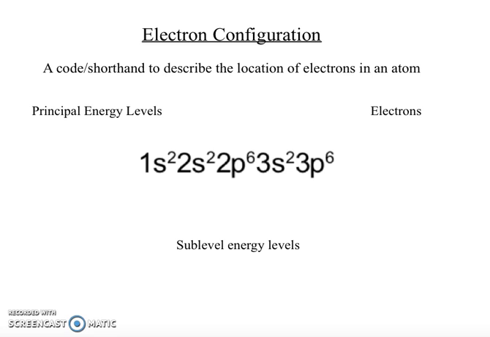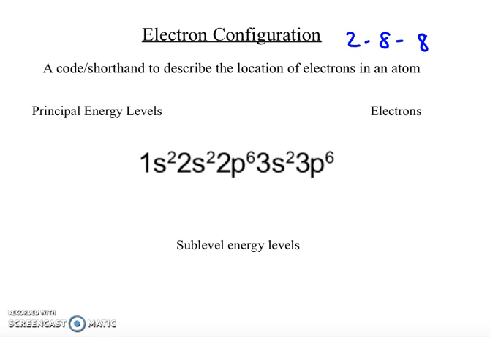Electron configuration is a code or shorthand to describe the location of electrons in an atom, because, let's face it, doing an orbital diagram is not entirely practical all of the time. All right, so an electron configuration is just a way to condense the information that you saw in that orbital diagram. So we're continuing to look at argon, right? And we said argon was 2-8-8.